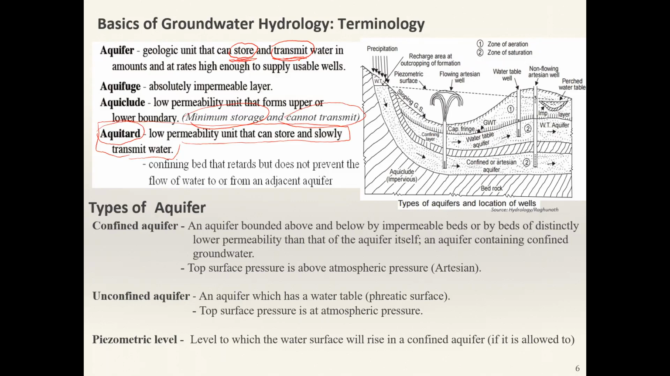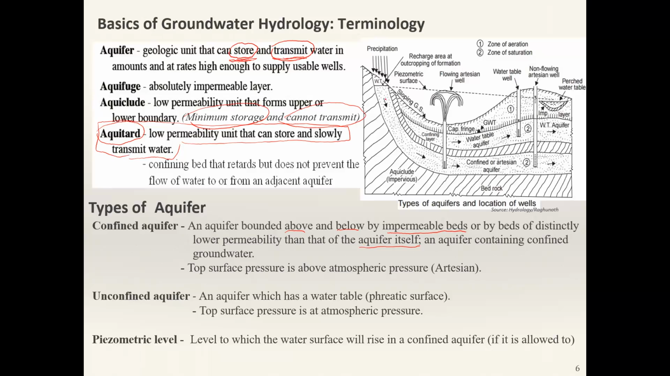That depends on whether you are drilling this well into a confined aquifer or an unconfined aquifer, right? So what is this confined aquifer? It is an aquifer bounded above and below both by impermeable beds or by beds of distinctly lower permeability than that of the aquifer itself. So that kind of aquifer is called the confined aquifer, right?